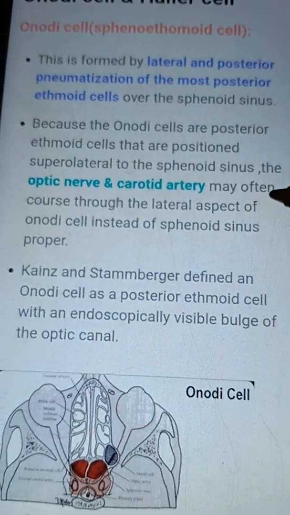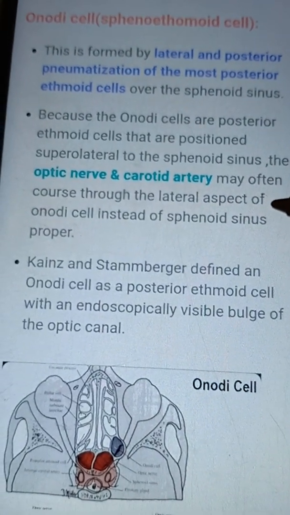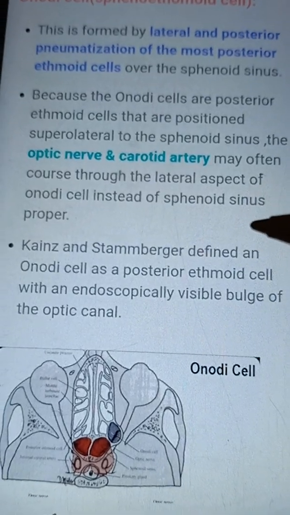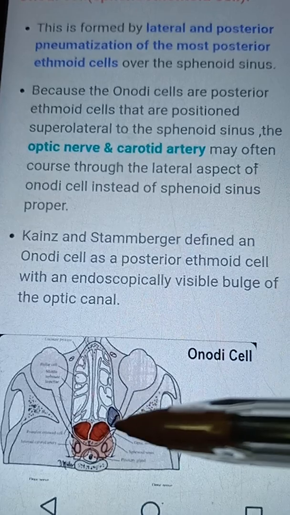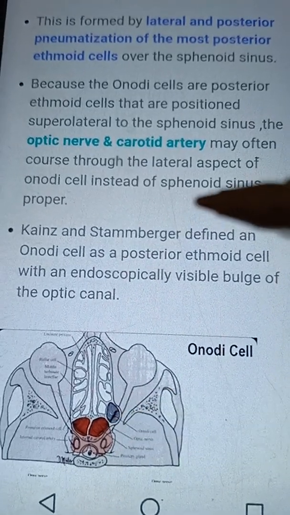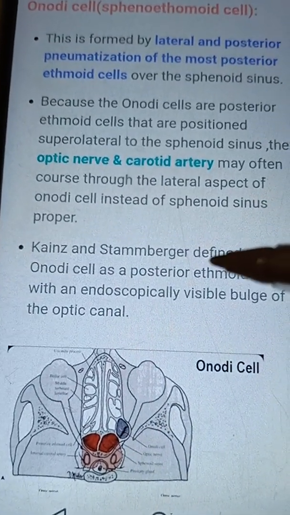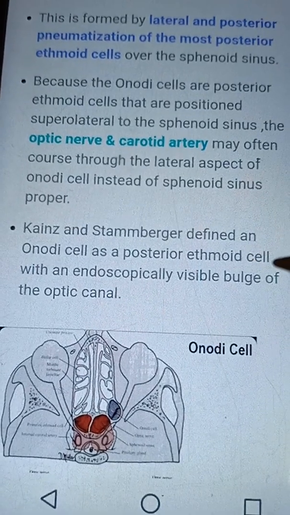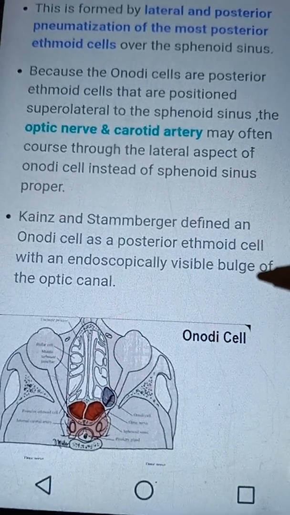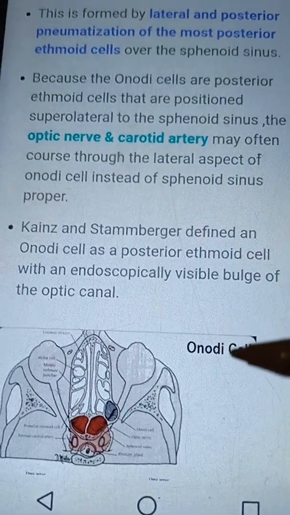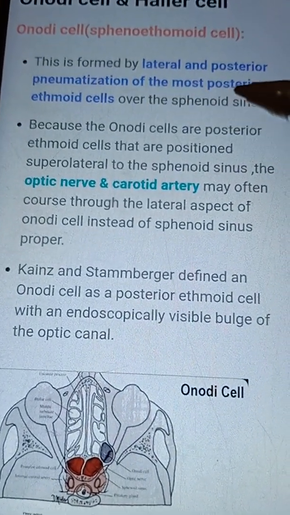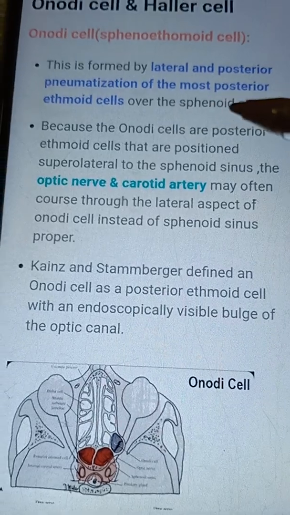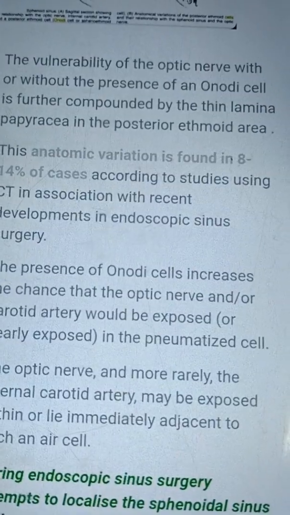optic nerve and carotid artery may often course through the lateral aspect of the Onodi cell instead of the sphenoid sinus. Stamberger defined an Onodi cell as a posterior ethmoidal cell with an endoscopic bulge of the optic canal. The Onodi cell is formed by lateral and posterior pneumatization of the most posterior ethmoid cell over the sphenoid sinus.